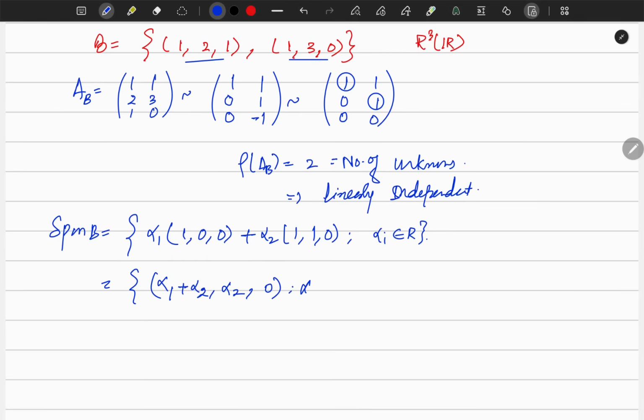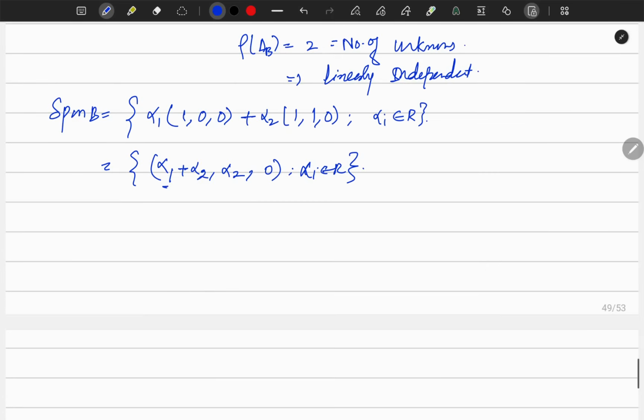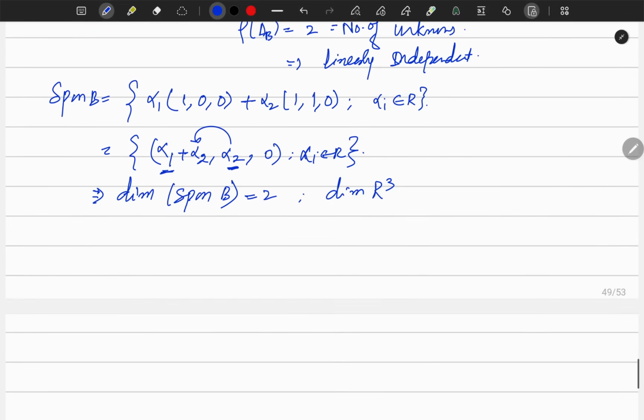So what is its span? How many variables do you require to write this span? Alpha 1 and alpha 2. These are linearly independent; we have already checked it and you can check it here as well. So the dimension of the span of B, because it is a subspace and itself a vector space, is 2. And the dimension of your whole space, R3, is 3, because these are subsets of R3. So it is not a basis. Even though it is linearly independent, it is not a basis of R3.